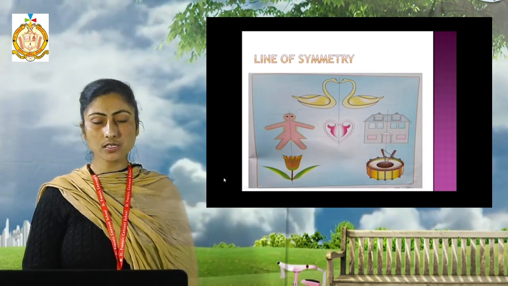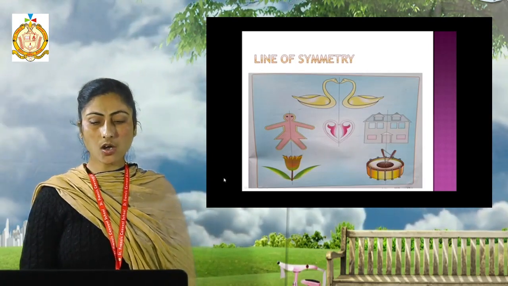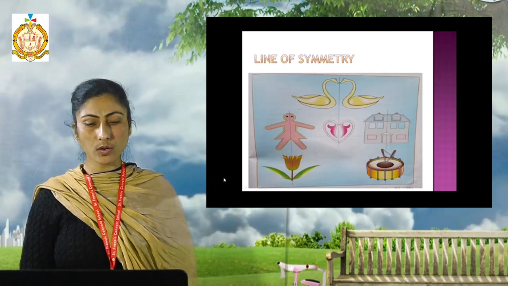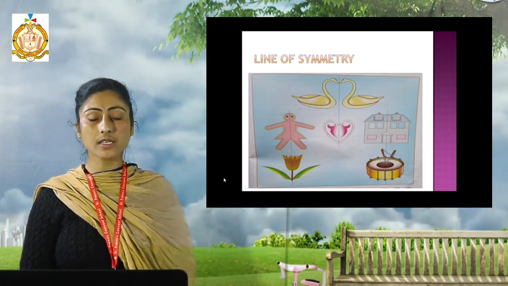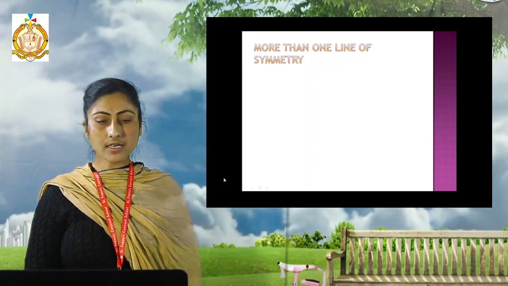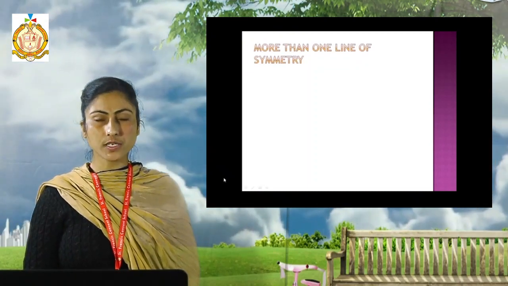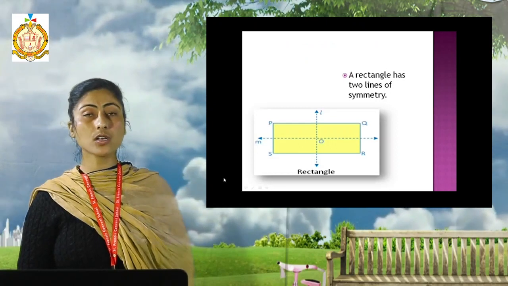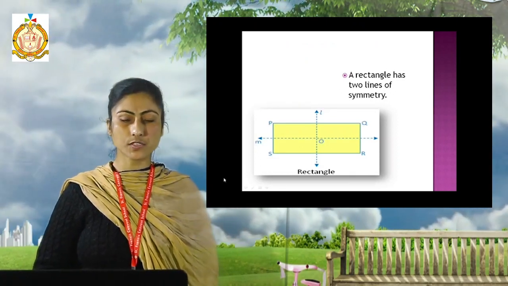You can see in these given pictures, here all the pictures are divided into two equal parts by the middle line. That middle line is called the line of symmetry. Next, more than one line of symmetry. Some pictures or some diagrams have more than one line of symmetry.